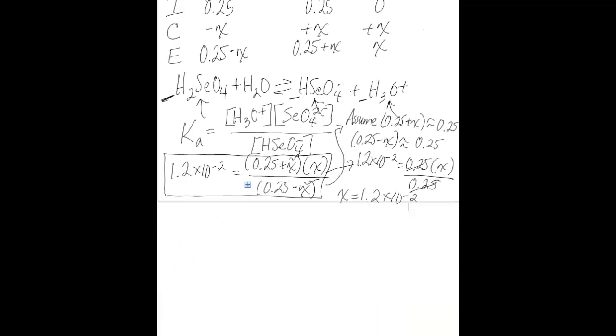And solving for x is easy here because all we have to do is cancel out the 0.25, and we know that x is equal to 1.2 times 10 to the negative 2. So there's our x value given our assumption. And now that we have that x value, we can substitute it back in to our equilibrium concentrations in terms of x to see if we can actually make this assumption.